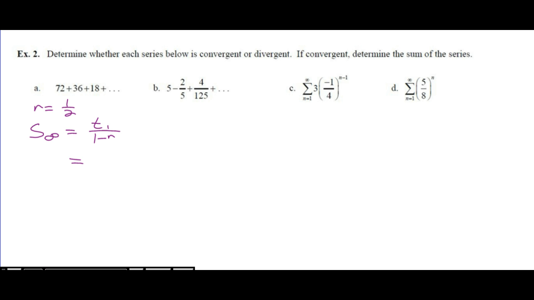t1 is 72 over 1 minus 1/2, which is 72 over 1/2, which is 72 times 2, which is 144. So if you like, then we just go to 72 times 2 times 1, right? It's 144. Okay, what's r?